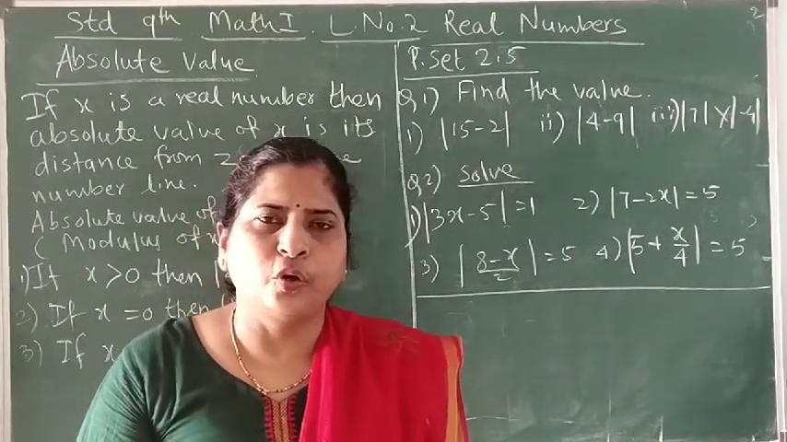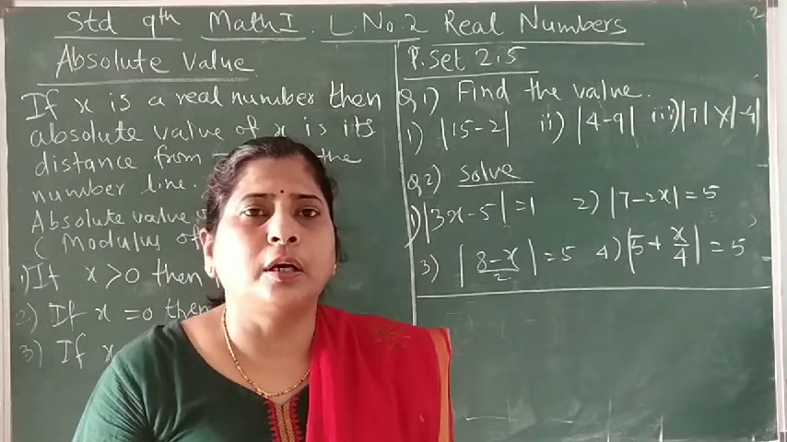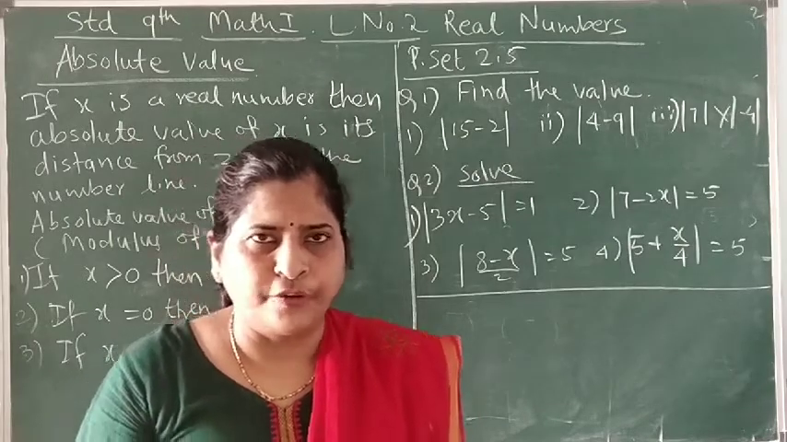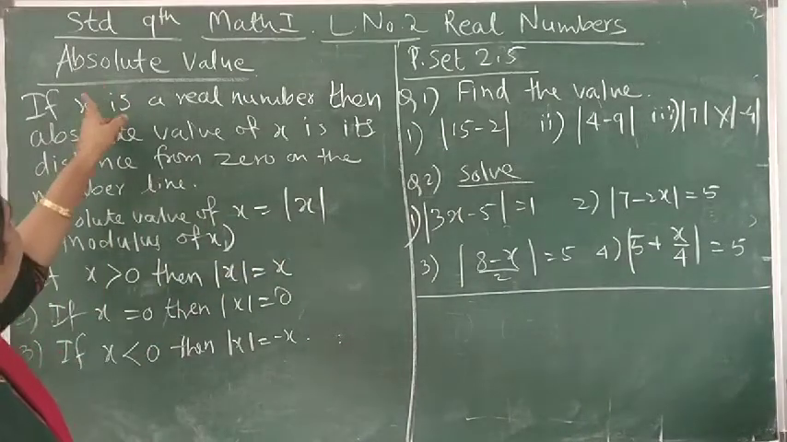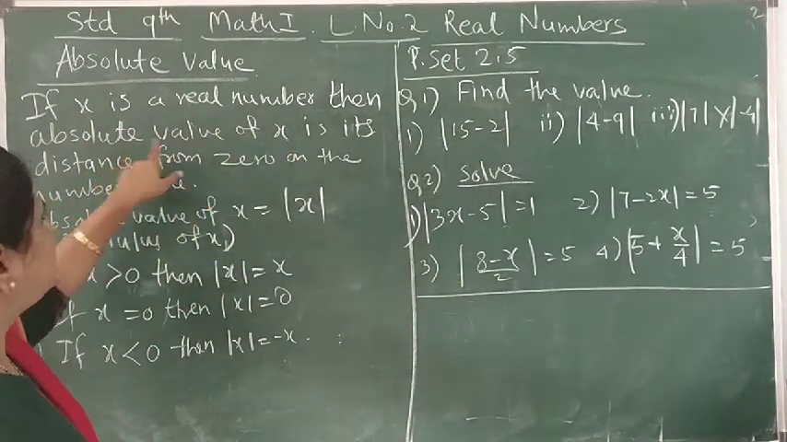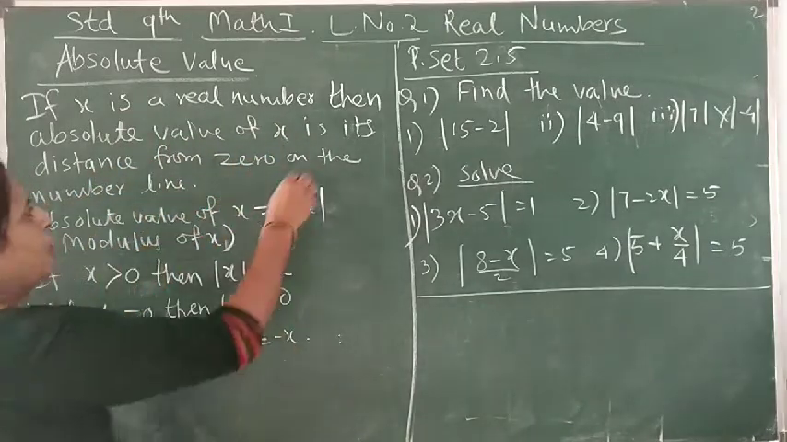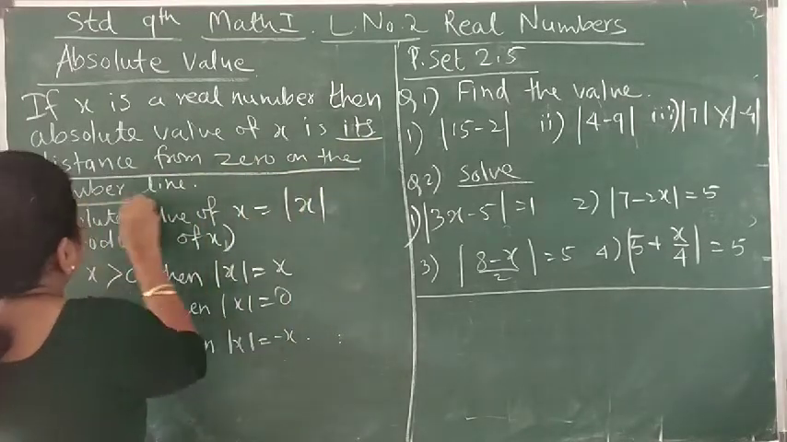In this last video on the topic real numbers of standard 9, now we are going to learn about absolute value. What is the absolute value of a number? Let's see. What is the meaning of absolute value? If x is a real number, then the absolute value of x is its distance from 0. What is the meaning of it? Its distance from 0 on the number line.